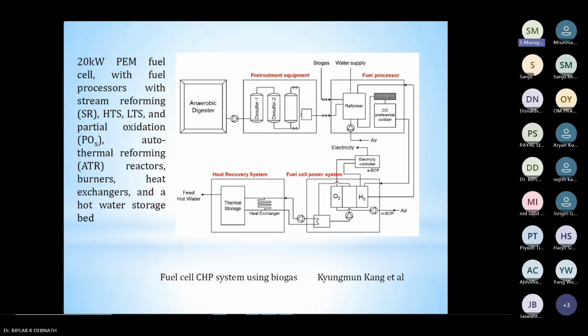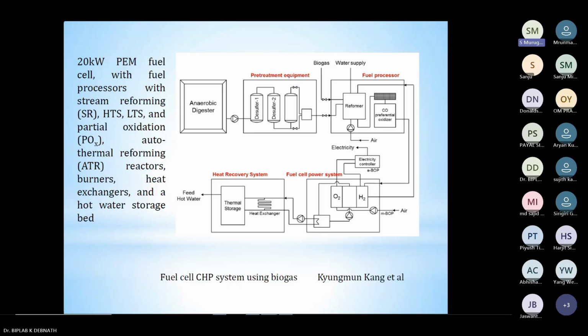So here at the bottom you can see the fuel cell power system, where you will get the reformed gas. Normally after removal of the carbon dioxide and hydrogen sulfide from biogas, that will be given for reformation, and then you will get hydrogen that's supplied, and oxygen is also supplied to the fuel cell.